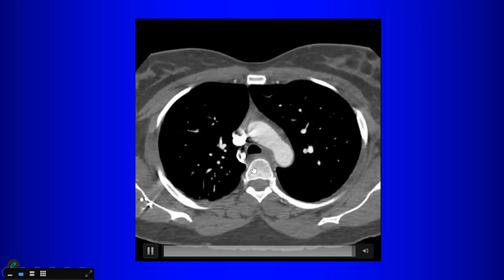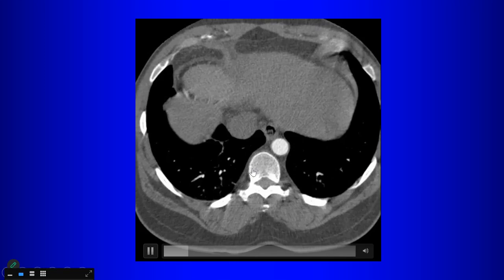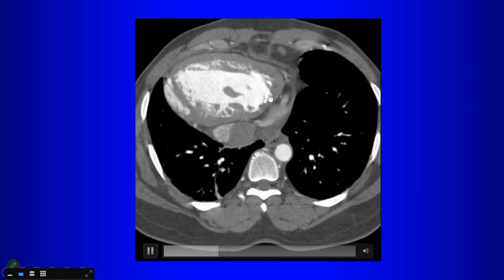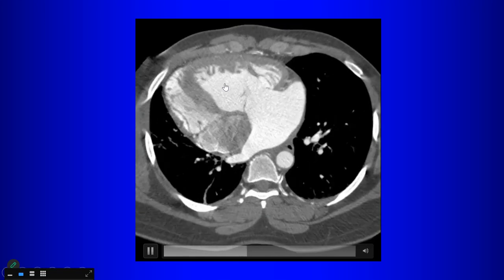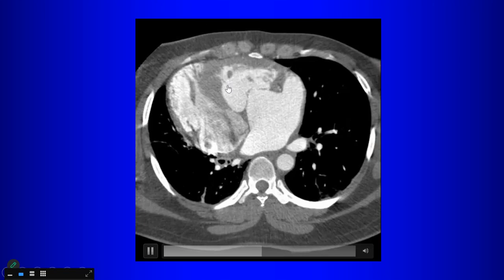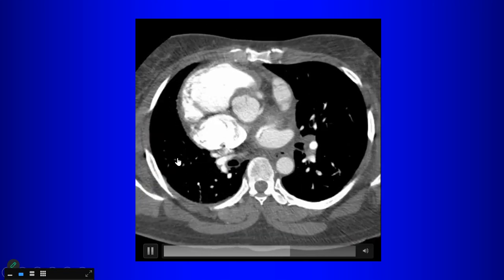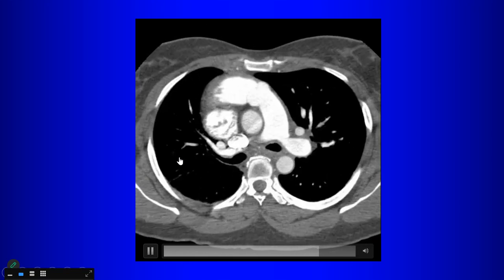So the morphologic right atrium is connected to a morphologic right ventricle. The morphologic left atrium here is connected to the morphologic left ventricle. What do we call that? Atrioventricular concordance. Now let's look at the outflow, okay?